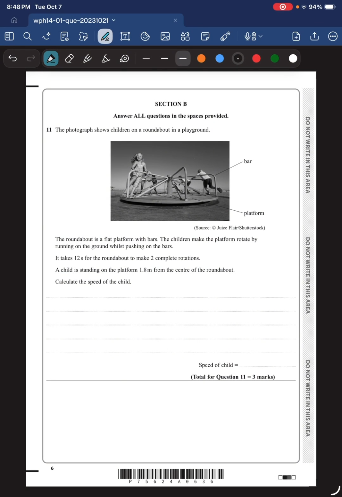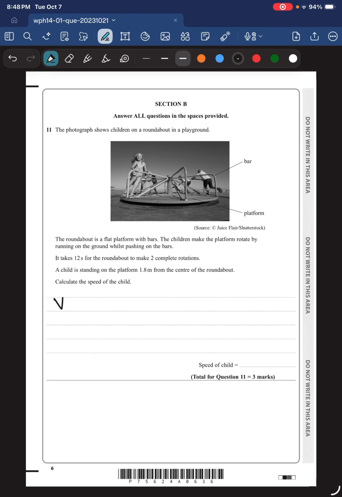So the roundabout is a flat platform with bars. The children make the platform rotate by running on the ground whilst pushing on the bars. It takes 12 seconds for the roundabout to make 2 complete rotations. A child is standing on the platform 1.8 meters from the center of the roundabout. Calculate the speed of the child.